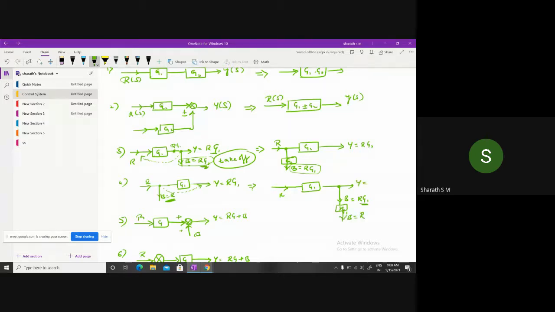So the output is once again y is equal to r into g1 only, but we are taking care of only the takeoff point observation. So initially b is equal to r. We need to shift the takeoff point from left to right. Then we need to perform the division operation. Whatever the variable is present here, we need to perform the division operation. This particular block is labeled as 1 over g1. So b is equal to r into g1 divided by g1, that is equal to r only. So that is b is equal to r.